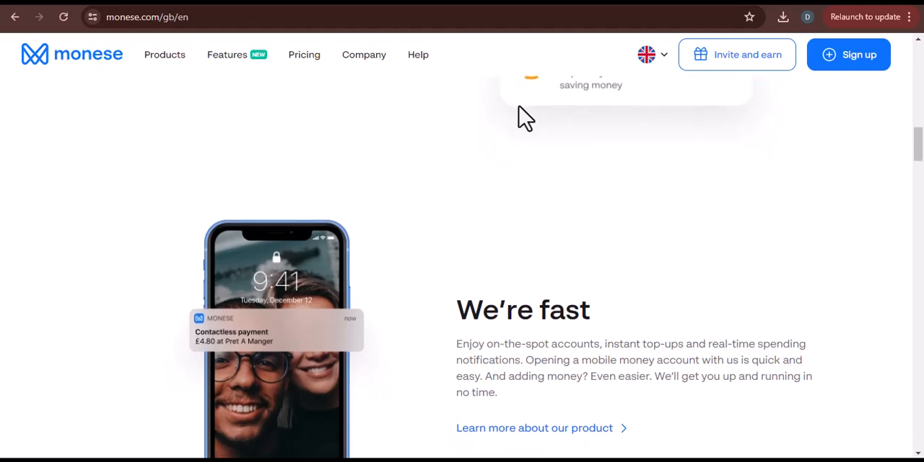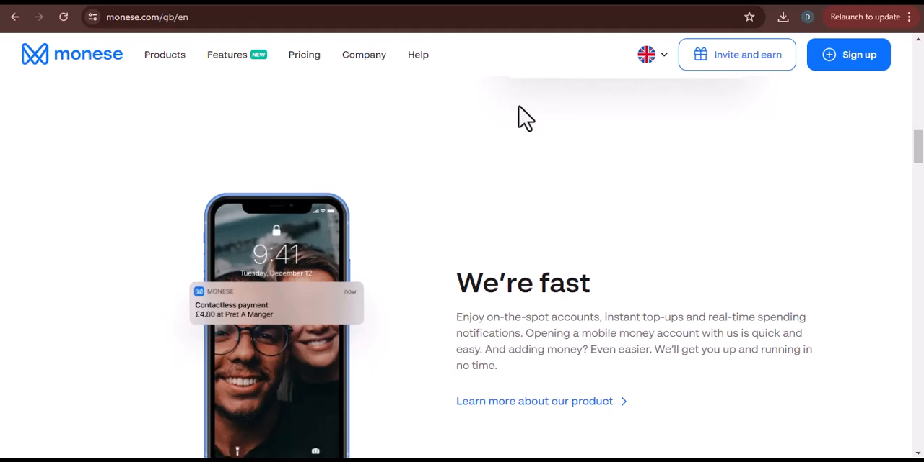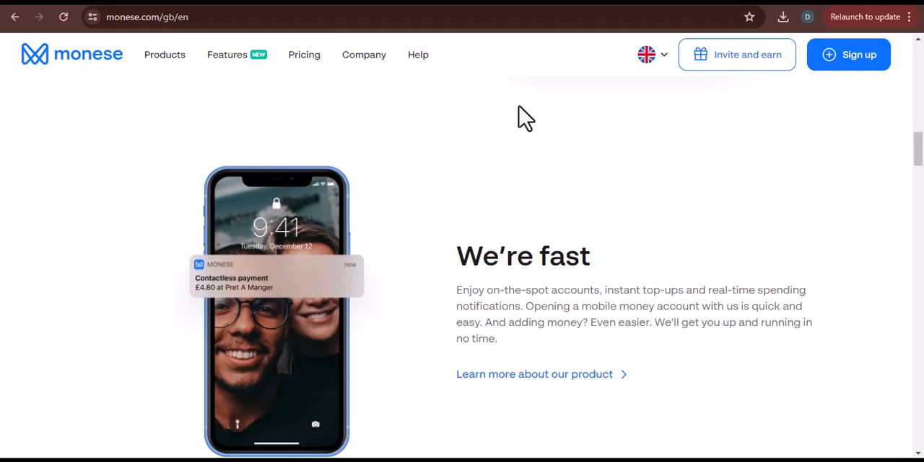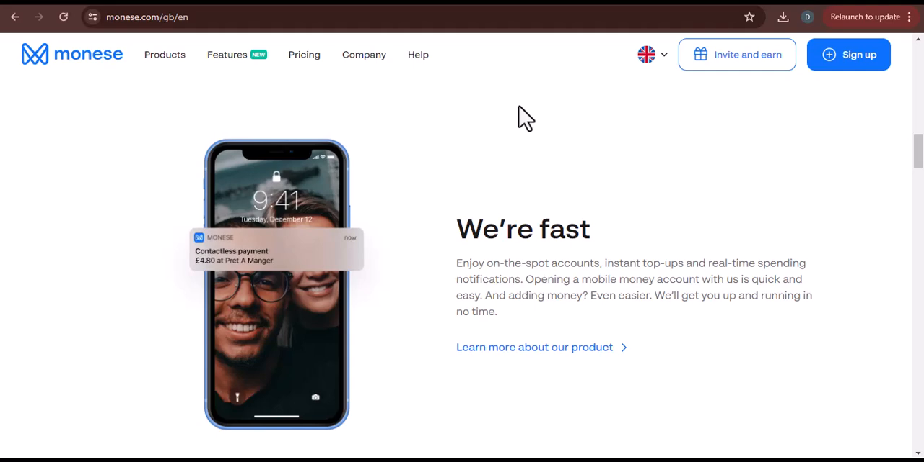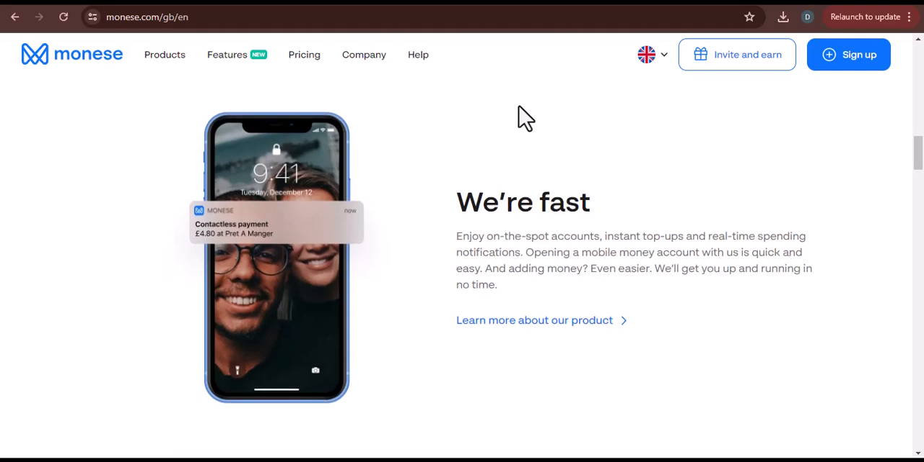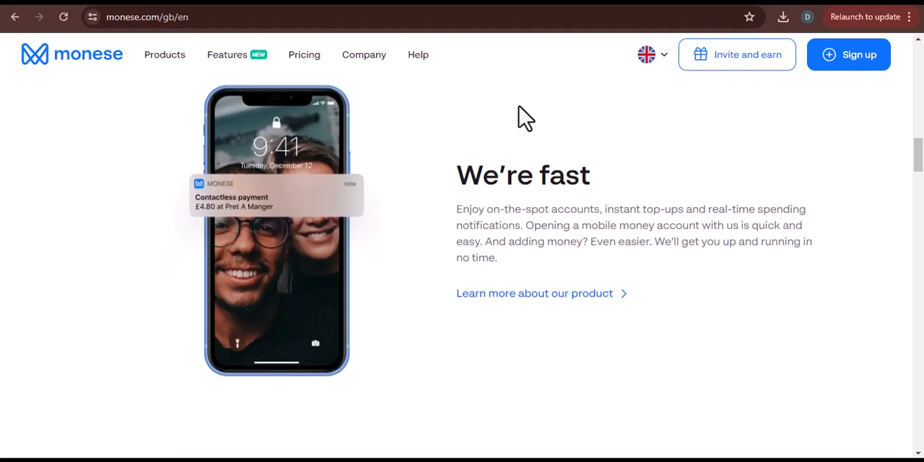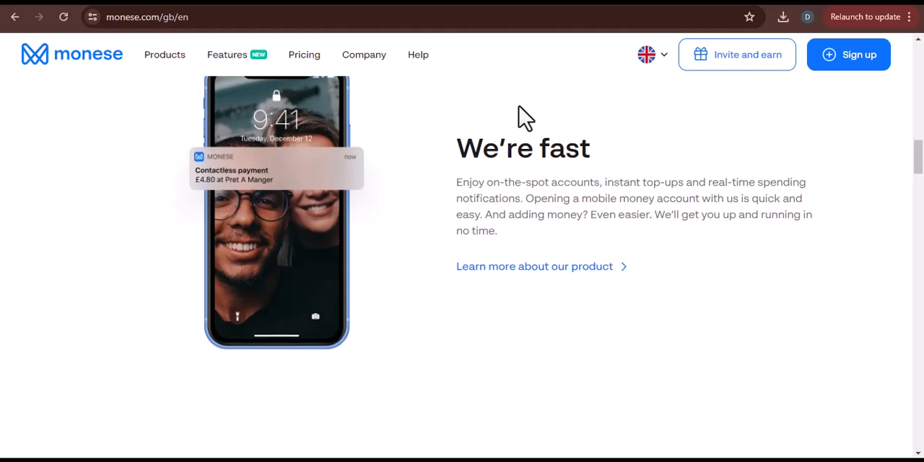Breaching the terms of service. Monese has a set of terms of service that all users must agree to when they open an account. If you violate these terms, your account may be blocked. This could include things like using your account for illegal activities or providing false information when you opened your account.